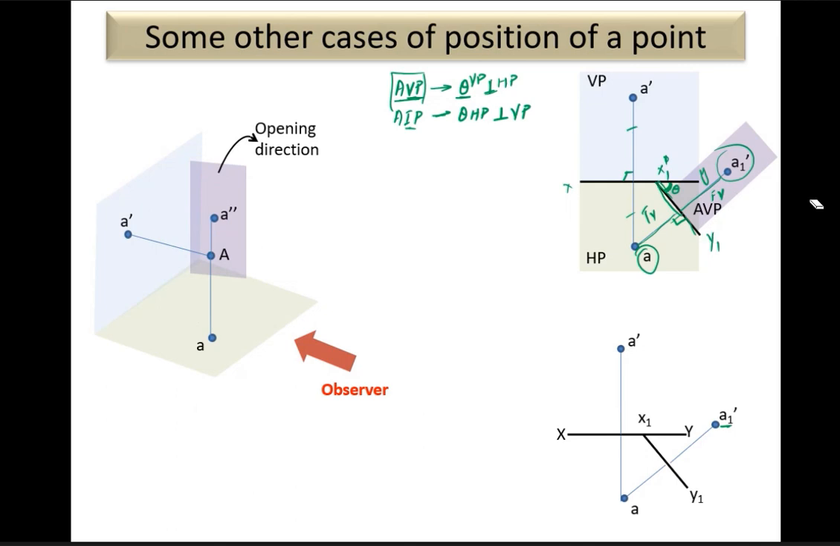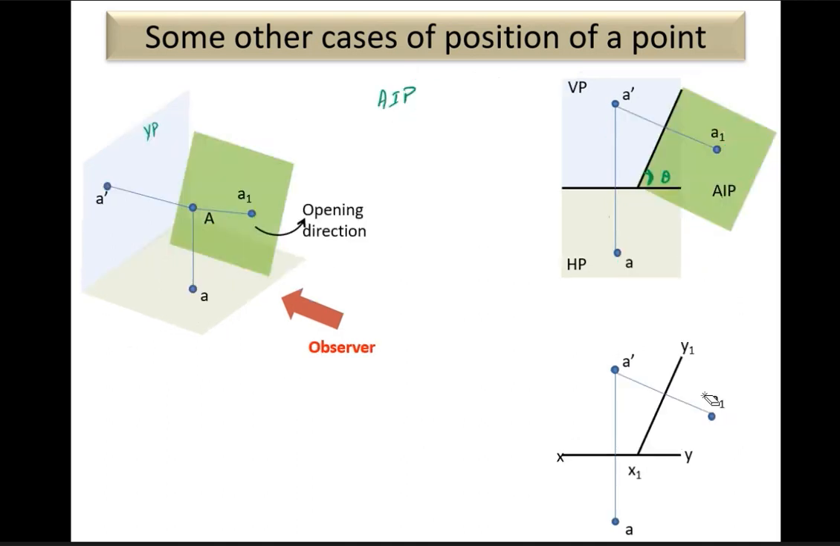Now, we have got an auxiliary inclined plane. Your auxiliary inclined plane is perpendicular to VP, so we'll show it in VP. It will make a certain angle with HP, and this is that angle.